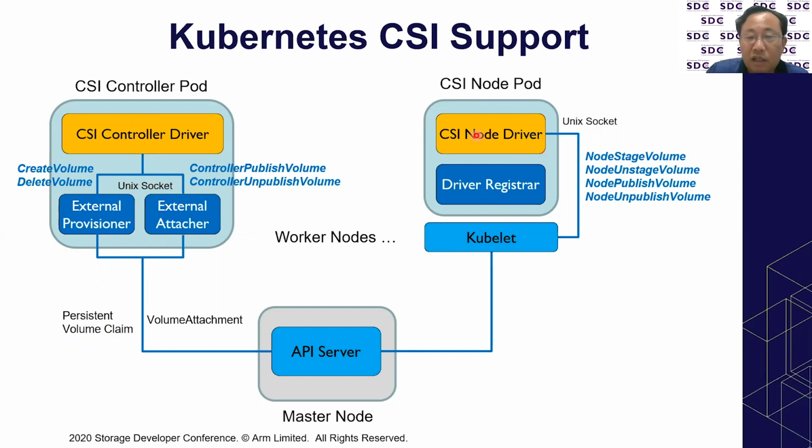A similar idea applies to the CSI node driver. The node driver registrar, at driver startup time, registers the node driver to Kubernetes. After the registration, Kubernetes sends messages directly to the node driver, also through a Unix socket.